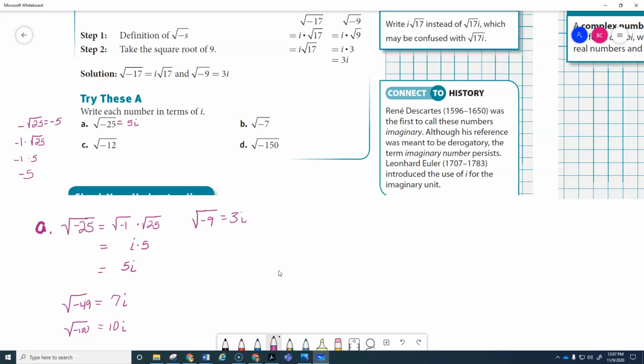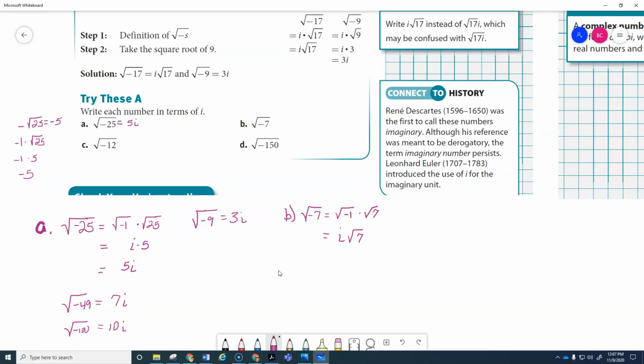Now, what happens if it's not a perfect square? 7 is not a perfect square, and 7 doesn't simplify. It's a prime number. So we still take the square root of negative 7, and we still separate it as the square root of negative 1 times the square root of 7. The square root of negative 1 becomes an i, and then we've got the square root of 7. Now over here we rewrote and put the i behind the number.